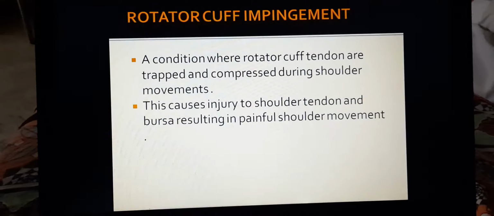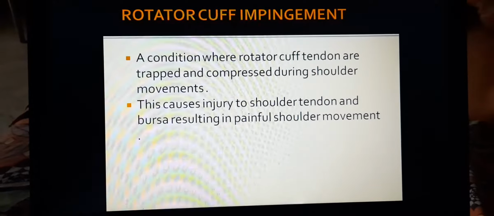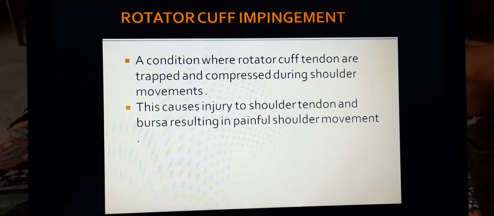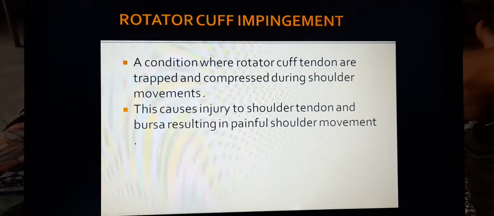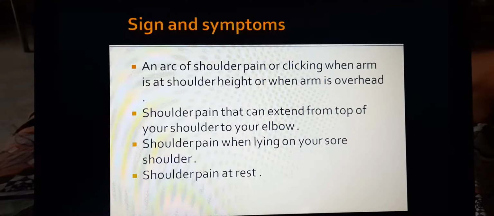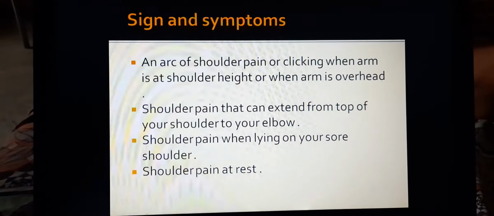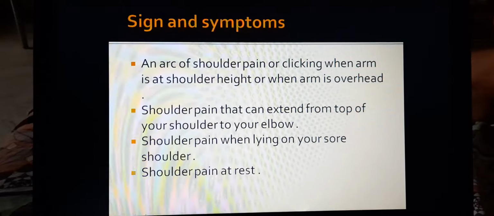Rotator cuff impingement, a condition where rotator cuff tendons are trapped and compressed during shoulder movements. This causes injury to the shoulder tendon and bursa, resulting in painful shoulder movement. Signs and symptoms of rotator cuff impingement are an arc of shoulder pain or clicking when the arm is at shoulder height or when the arm is overhead.